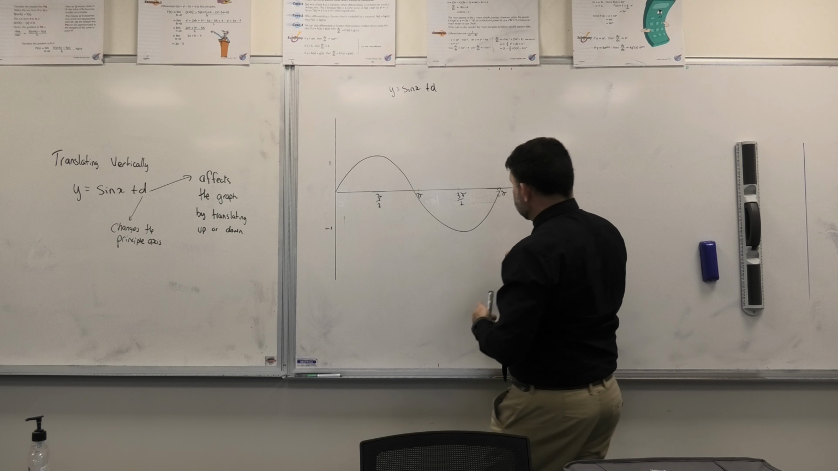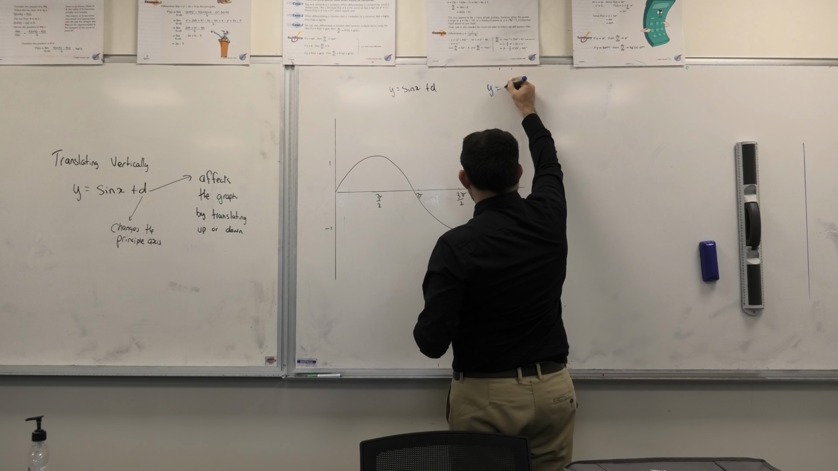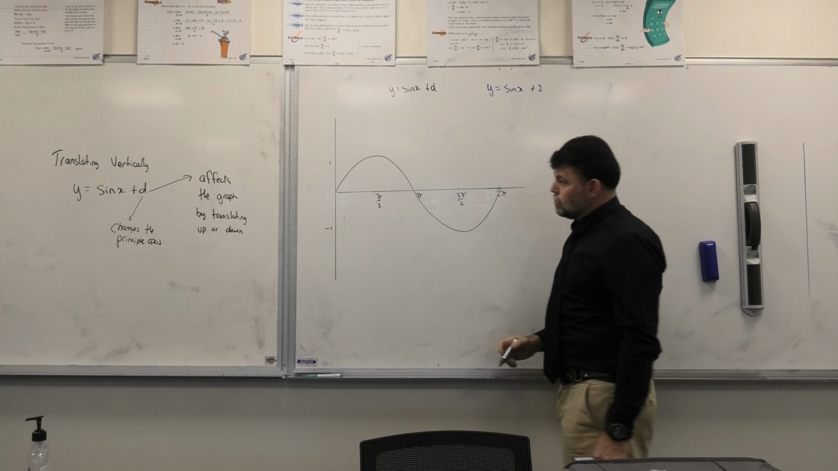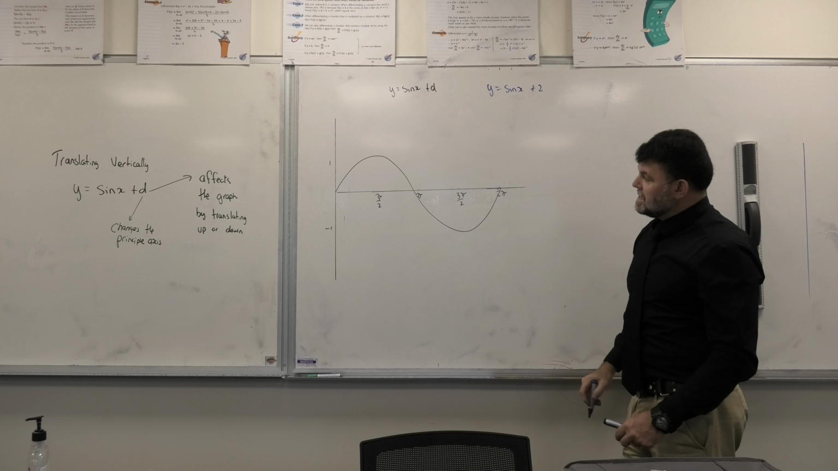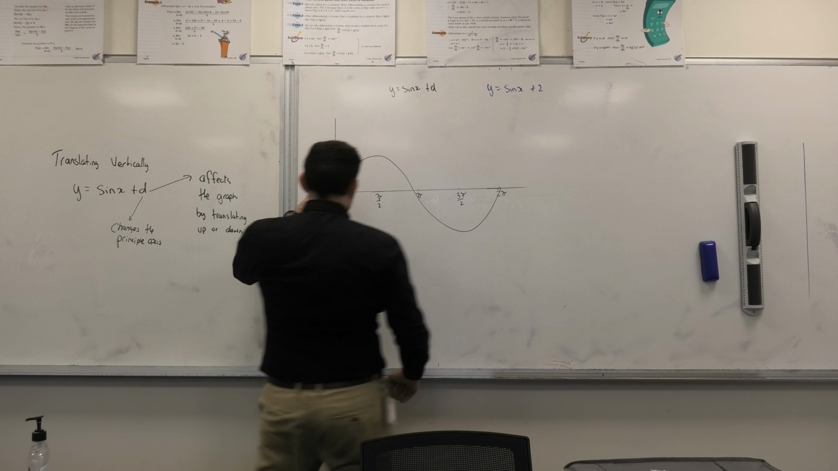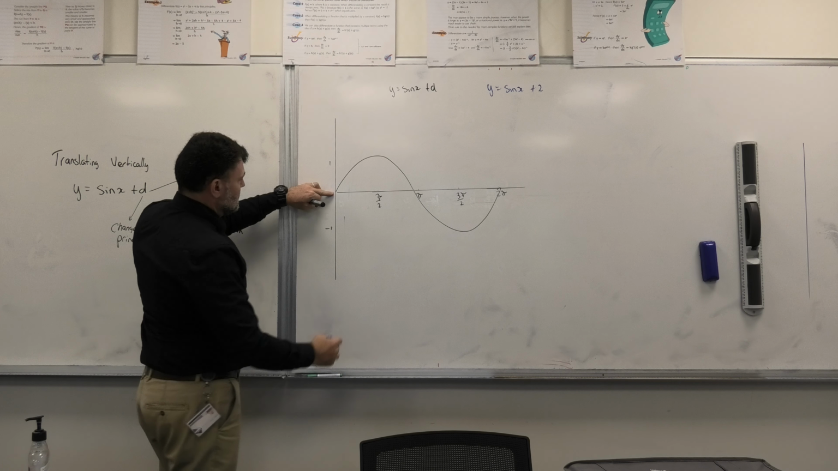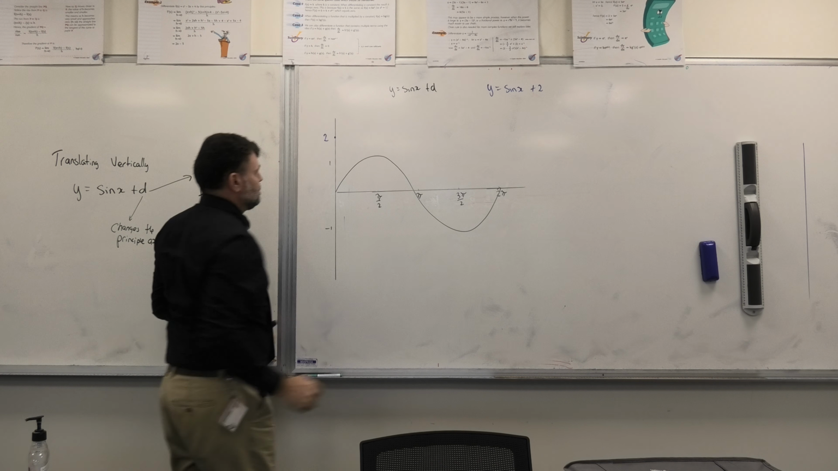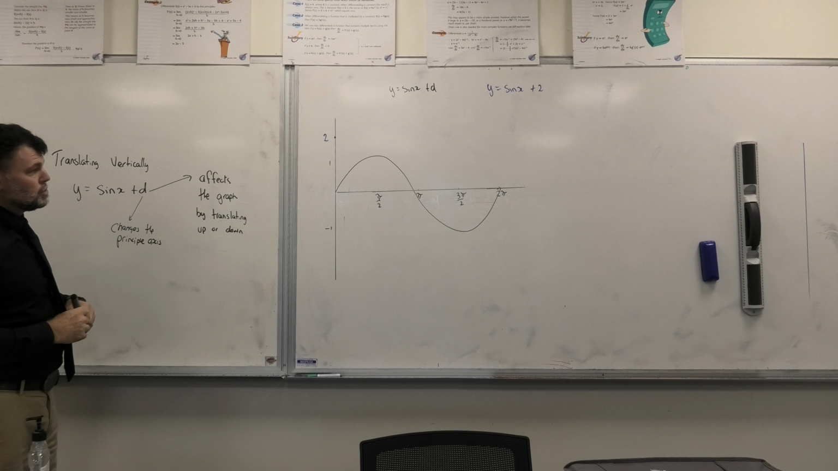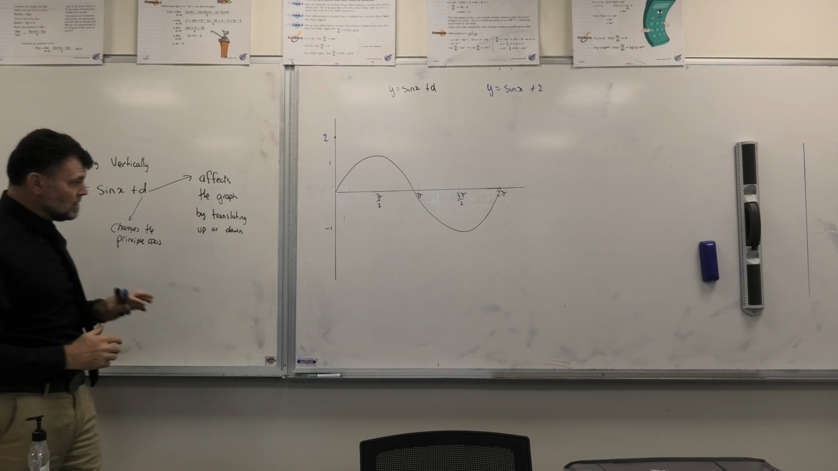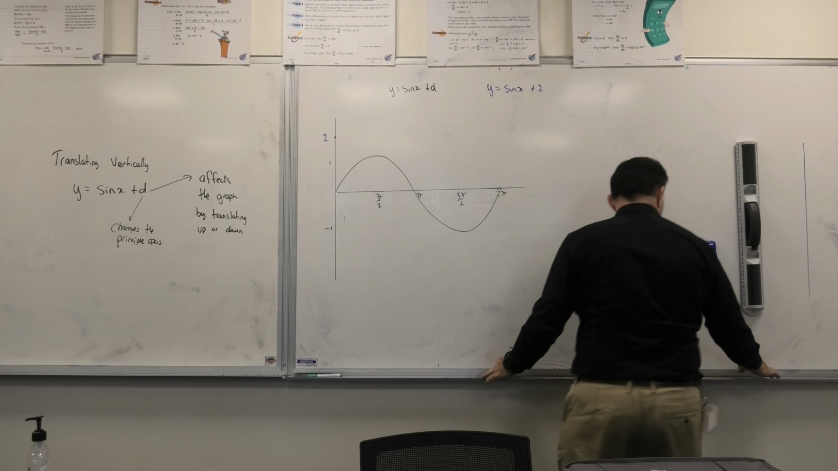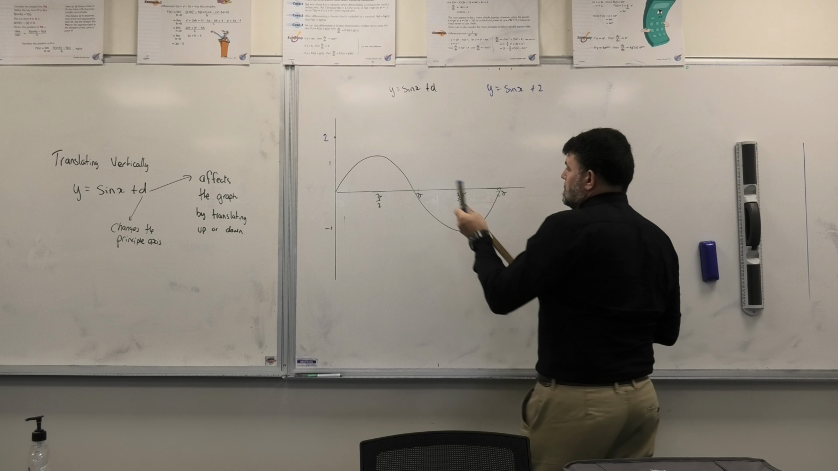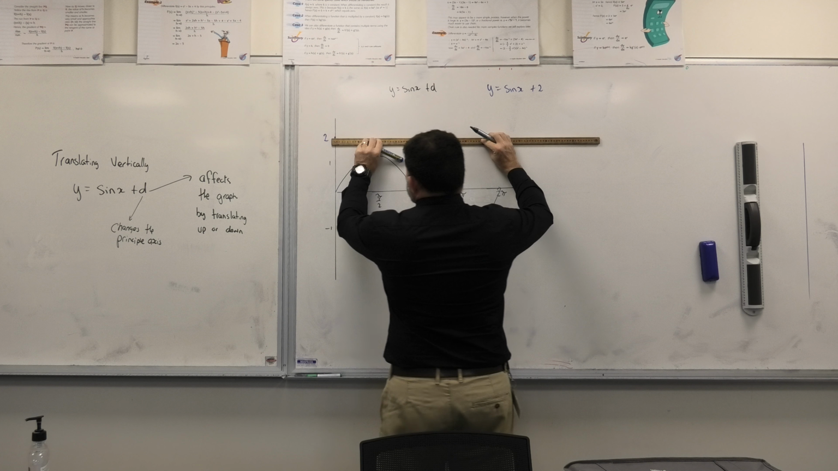So for instance, if I have y is equal to sine x plus 2, well that means here that I'm going to be moving my principal axis up to 2. Okay, so I'm starting from 2 here now. Now, let's get a little dotted line and say, well, this here is going to be your new principal axis. So I'm going to put my principal axis here.